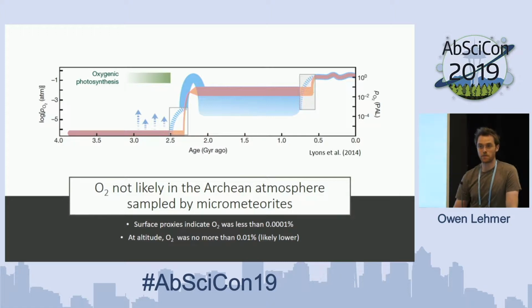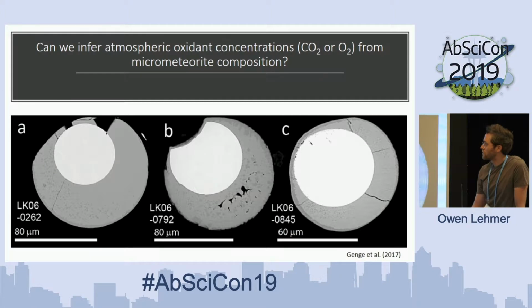So that's sort of where we started with this work, is if oxygen seems perhaps unlikely, then CO2 is maybe a better choice to oxidize these micrometeorites on the early Earth. And so that's what we wanted to look at.